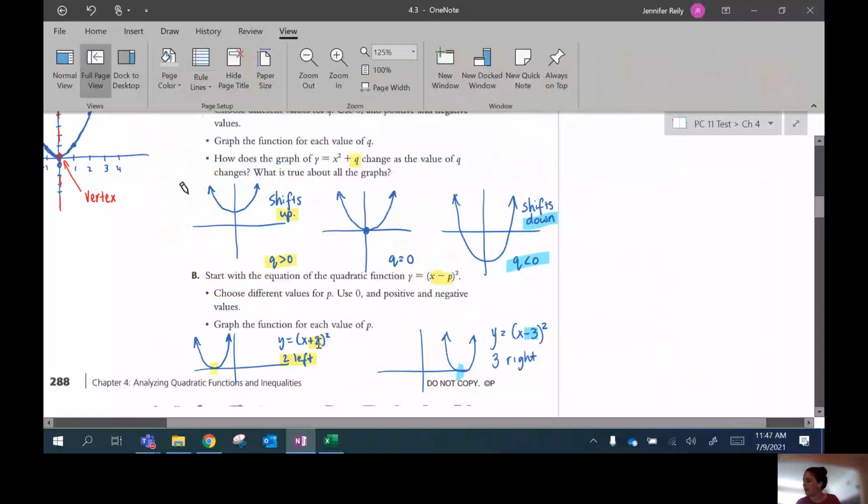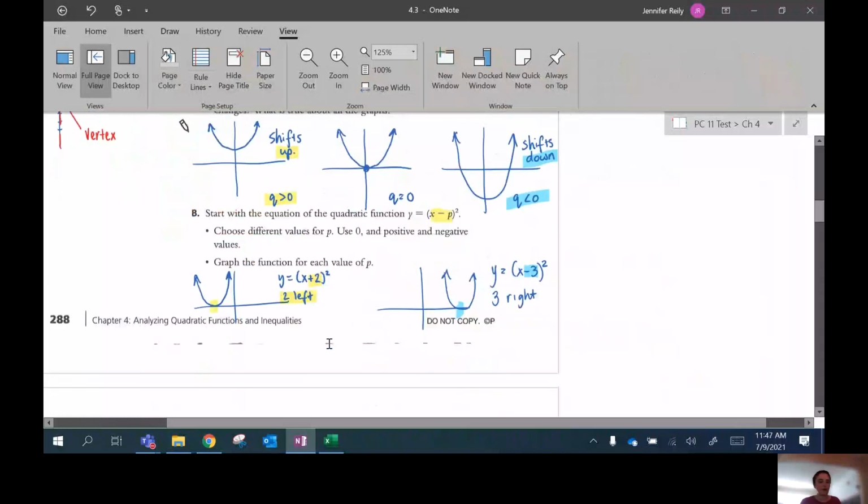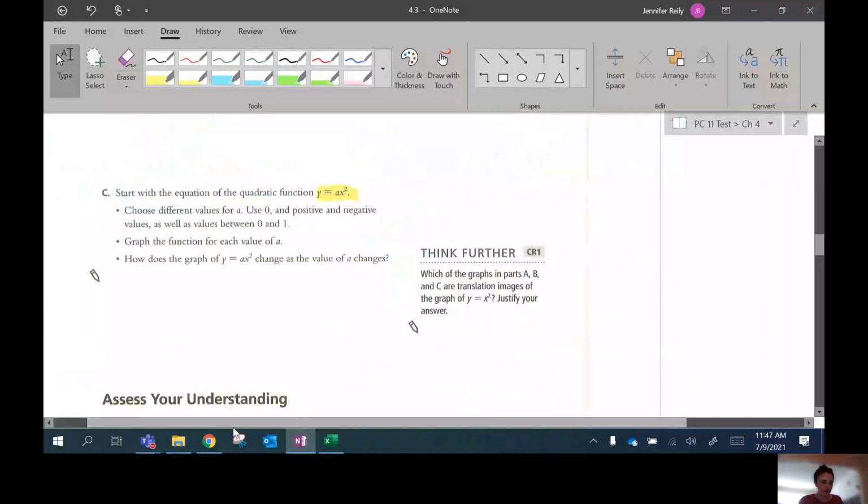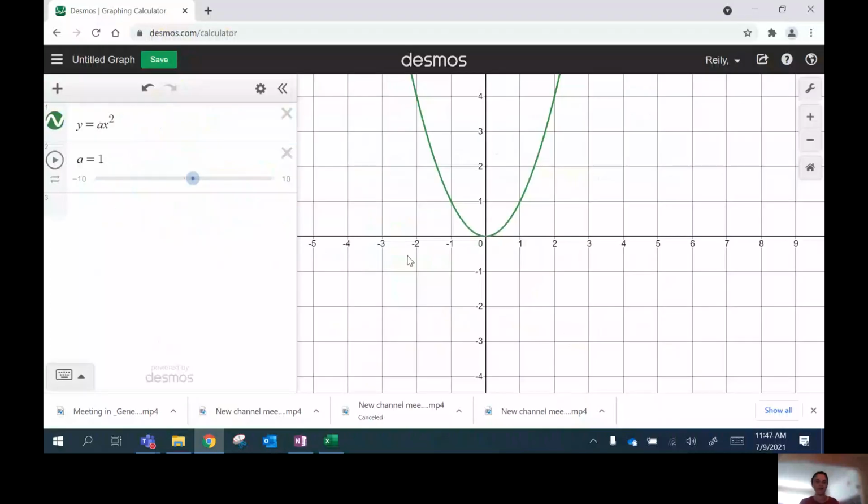Okay, now let's play around with multiplying a little bit. We're going to go down to this part C here. And what happens if you multiply a number to the graph like that? So let's change it back again to x squared and put an a in front. Okay, so let's say a is 1. This is a normal graph, y equals x squared.